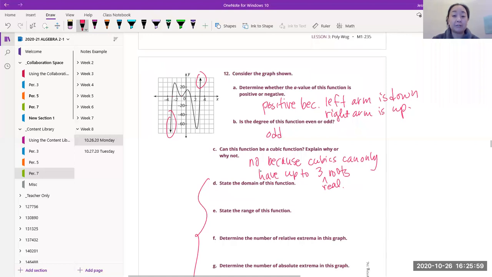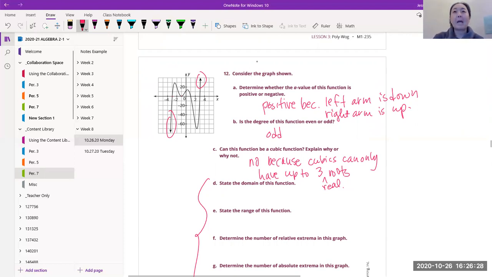Okay, we're going to go to 12. So we take a look at 12, and we're like, okay, determine the a value of this function. First of all, one arm is up and one arm is down, like this, right? Which means we automatically know it's an odd function. And remember, if we're putting in negative numbers for x, the result will also give me a negative, because we're talking about an odd function. So it's like x to an odd number power, right?